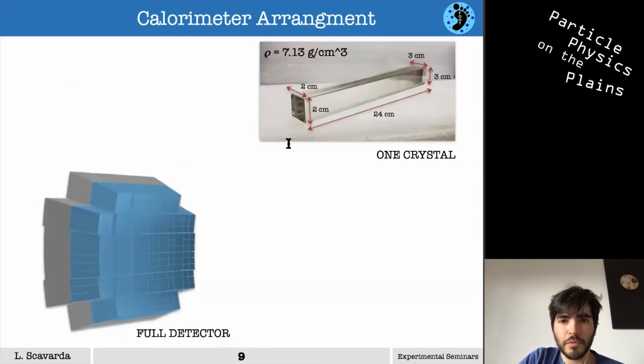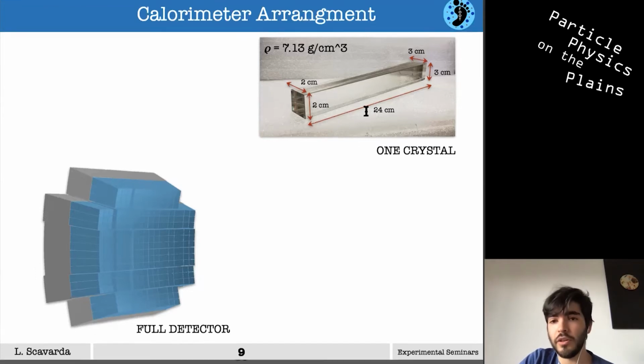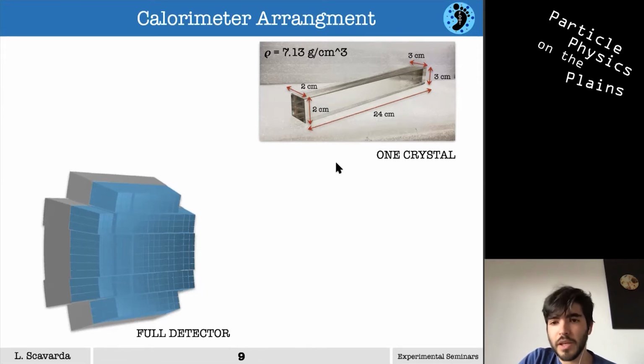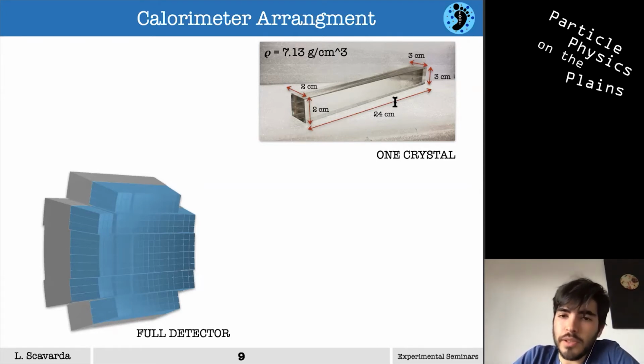Okay, we can start with the arrangement of the calorimeter. Basically, our calorimeter is a matrix of BGO crystals. Here we have a picture of one BGO crystal. As you can see, it's a truncated pyramid. We chose BGO because it has a very high density, which means a very high stopping power, so we can stop particles with higher energy in just a few centimeters. But the main problem with this material is the weight, because with this density and this dimension, each crystal is about 1 kilogram.